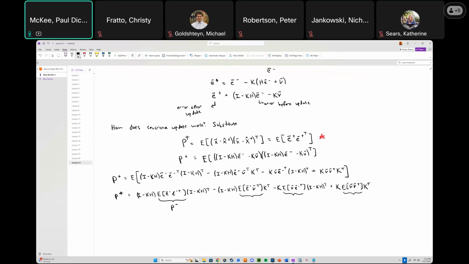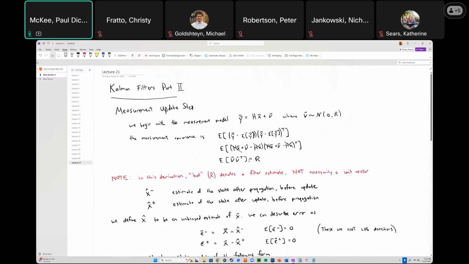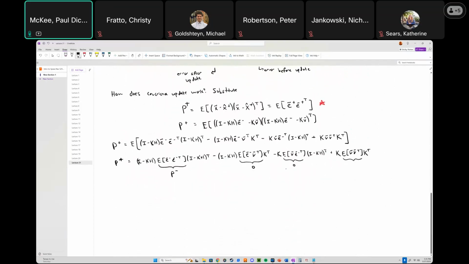Is there going to be any correlation between your noise on the current measurement and the error before you process the current measurement? Those never talk to each other, right? So we've got the old error in the state, and we've got the new error in the measurement, but the new error in the measurement doesn't impact the old state, it impacts the new state. So those are completely uncorrelated. This is 0. This is also 0. And then the last one, by definition, all the way up at the top of the lecture, we said expected value of nu nu transpose is R.